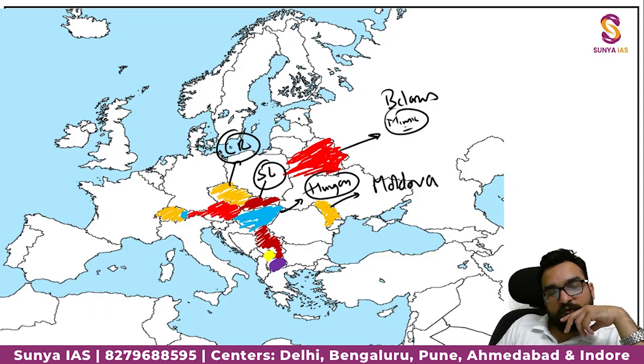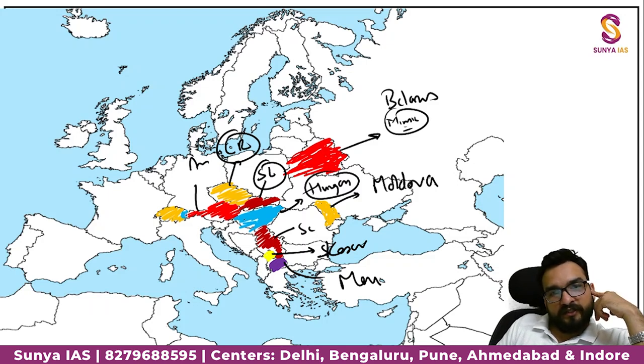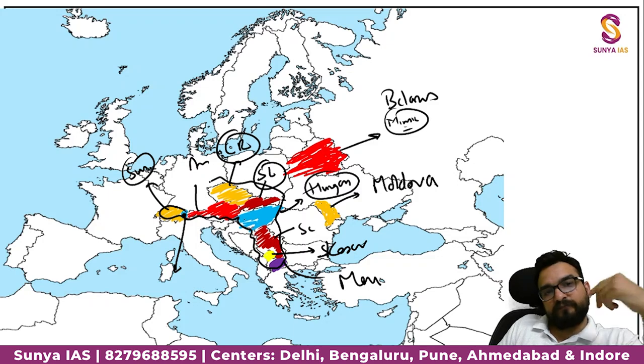Because Slovenia, I have told you, it is a part of chaos. Over here, Serbia. Part of Serbia, it is Kosovo, Macedonia. This is your Austria, Liechtenstein. This is your Switzerland. And you will see that you have covered the landlocked ones over here, guys.